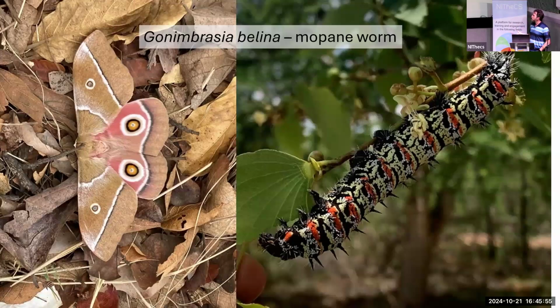Here we have another example, another insect that's going to be in the NBA, and this is the Mupani worm, which some of you may have tasted before, but it's a beautiful caterpillar, and when it becomes an adult, that's what the adult moth looks like. And this is another species where there's very, very poor data in terms of where the species occurs and in terms of abundance, because it's a boom-bust species.